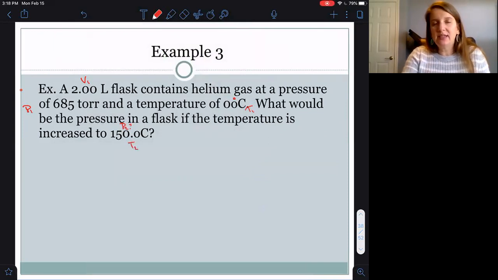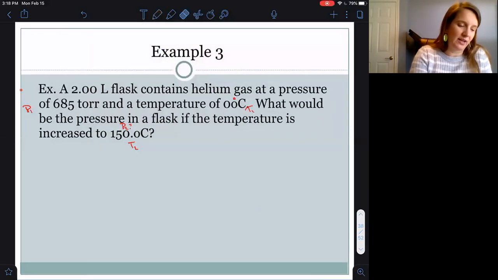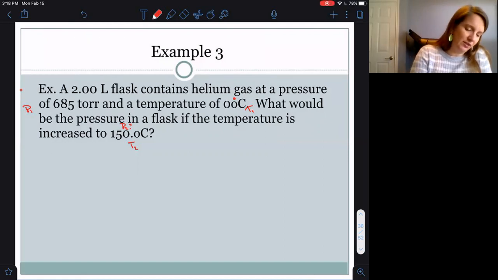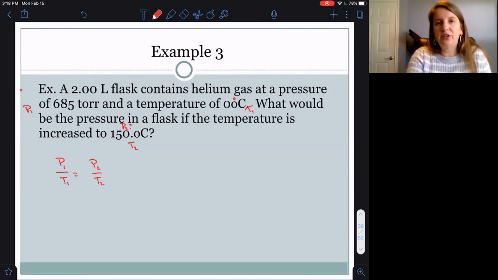So you'll notice that it doesn't give us a second volume. That's because we're in the same flask. Our volume is going to be staying the same, so that's not actually part of it. We're dealing with pressure and temperature only in this question. So we can just pick out those pieces of our combined gas law, which is P1 over T1 equals P2 over T2. And I can ignore the volume and I can ignore the moles.